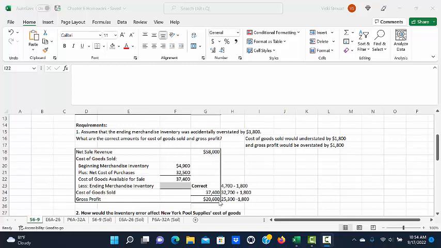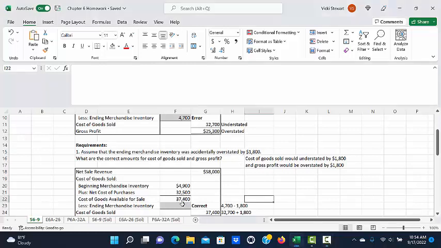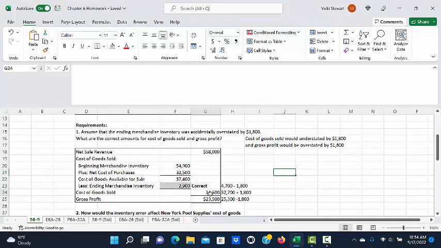So I have copied the exact same information that was given to us, and now we're going to put in the correct amount of ending inventory, which would be $2,900. And we see when we correct this amount that the cost of goods sold has now gone up by $1,800, and the gross profit has gone down by $1,800. So we can say that when our ending merchandise inventory was overstated, cost of goods sold would be understated by $1,800 and gross profit would be overstated by $1,800.